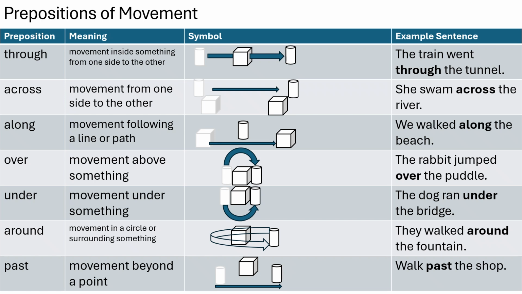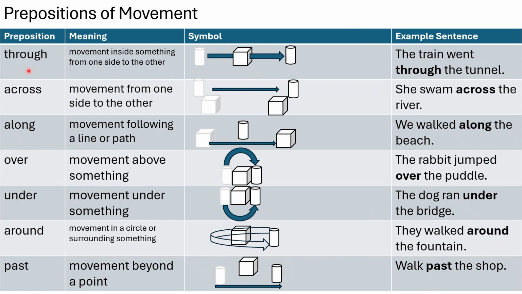These are common prepositions of movement. They emphasize the path or motion of movement from one point to another. These are the prepositions, these are the meanings, these are the symbols, and these are the example sentences.